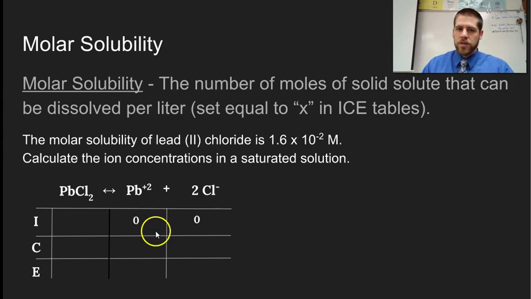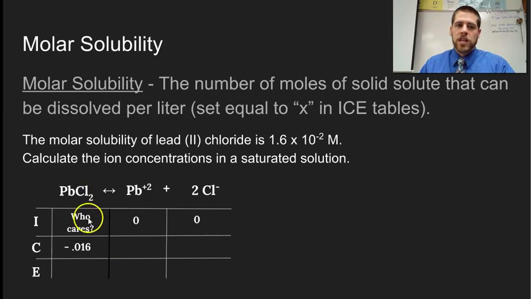We're always going to start with 0 concentration of our ions because we haven't dissolved anything yet. And then how much is this going to dissolve? Our molar solubility is 0.016, and so that's the amount of moles that's going to dissolve. It actually doesn't matter how much we start with, right? Because the amount of solid sitting at the bottom of the container is irrelevant. All we care about is the concentration of the ions that are formed, right?